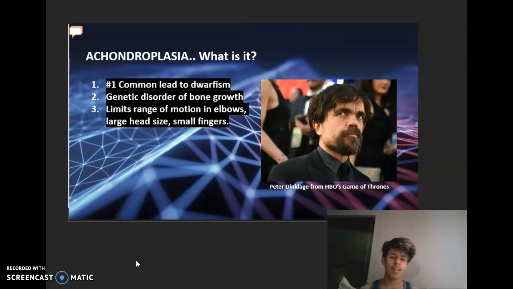Achondroplasia, what is it? It's the number one most common cause of dwarfism. It's a genetic disorder of bone growth, and it limits the range of motion in the elbows, and causes a large head and small fingers. This condition is an autosomal dominant genetic condition that results in dwarfism. It's the result of heterozygous mutations in the gene FGFR3, which is a gene that affects bone growth. This condition stunts bone growth and cartilage.